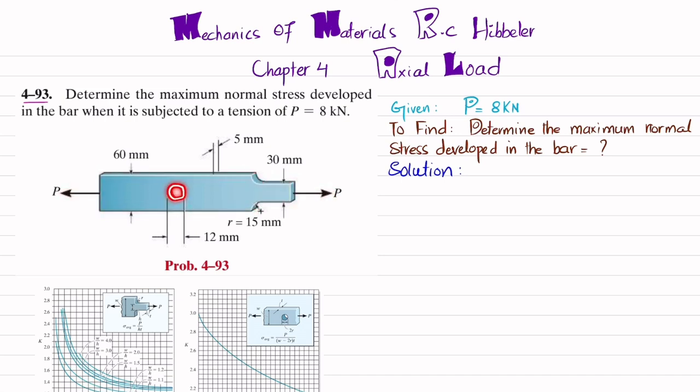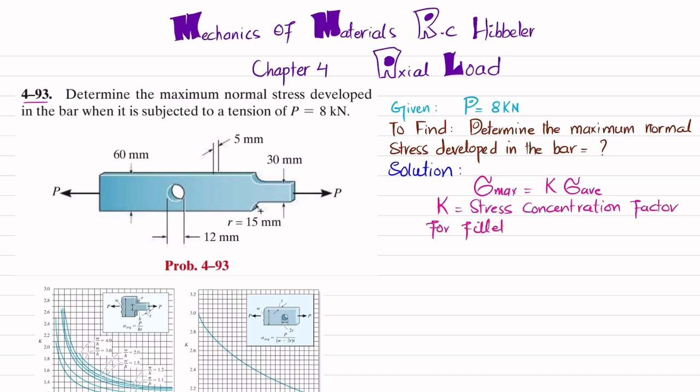There is a hole in this bar as well as a fillet. Due to this hole and this fillet, there will be a maximum stress at this portion, which is called stress concentration. So we have to determine that maximum normal stress developed in this bar. So let's start with the solution. We know that maximum stress is equal to K into sigma average, where K is known as stress concentration factor. And we will find this K for fillet as well as for hole.